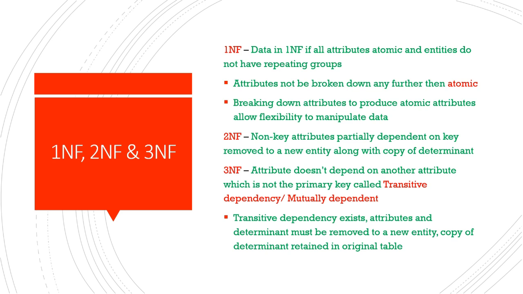So for third normal form, the attribute doesn't depend on another attribute which is not the primary key, and this is called transitive dependency or mutually dependent. And then where transitive dependency exists, attributes of the determinant must be removed to a new entity, and a copy of the determinant must be retained in the original table.